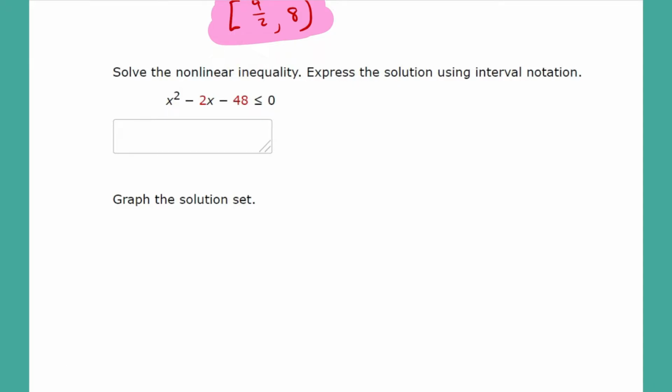All right, so for this one, we need to first factor this trinomial. So if you factor the trinomial, you should get x.